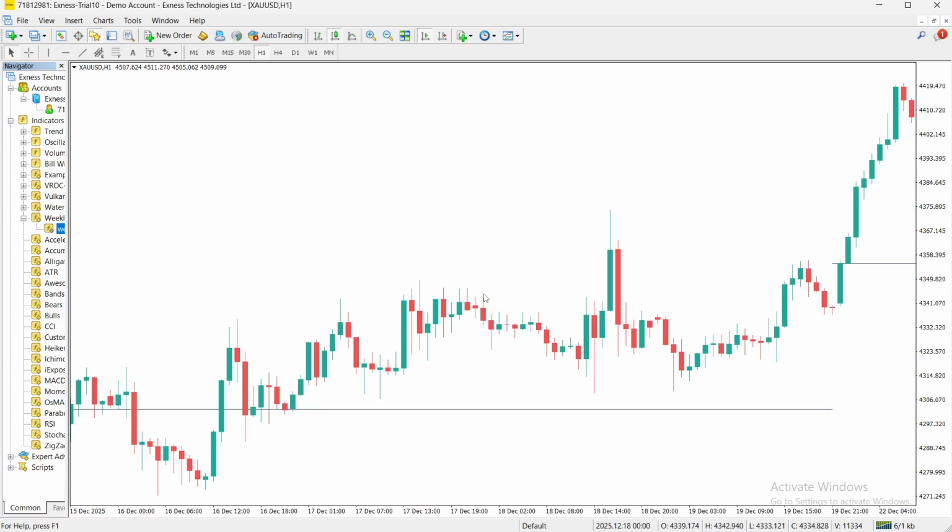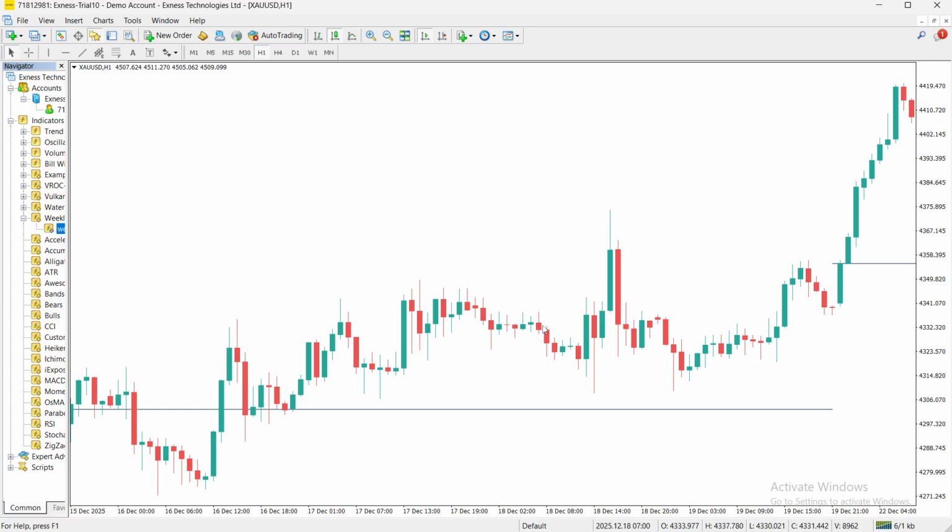The weekly open indicator for MT4 is a simple yet powerful technical tool, like I previously said, designed to automatically plot the weekly opening price directly on your charts, a level that many professional traders consider highly significant.